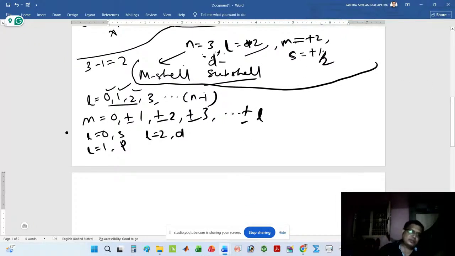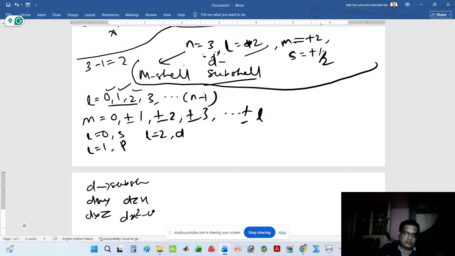Then M is equal to plus 2 represents which orbital? We know that the D subcell has 5 orbitals: dxy, dyz, dzx, dx square minus y square, dz square. There are 5 d orbitals. Here plus 2 is given, so you can take dxy. Actually, these 5 orbitals are degenerate to each other, so you can think about any orbital from these 5 orbitals. If you think about the serial order, then think about dxy.